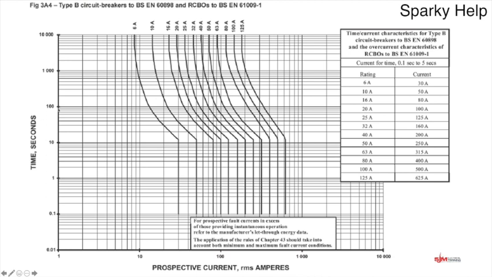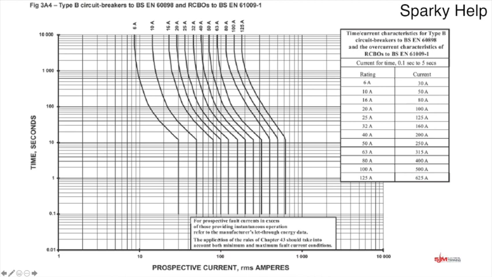Up the side here we have time in seconds. Along the bottom across the x-axis we have our current, and it's the prospective current, and our prospective current is 586 amps, so that's just slightly short of 600. They conveniently put a nice box in the middle just where you want to see, but we can just about see the lines here.